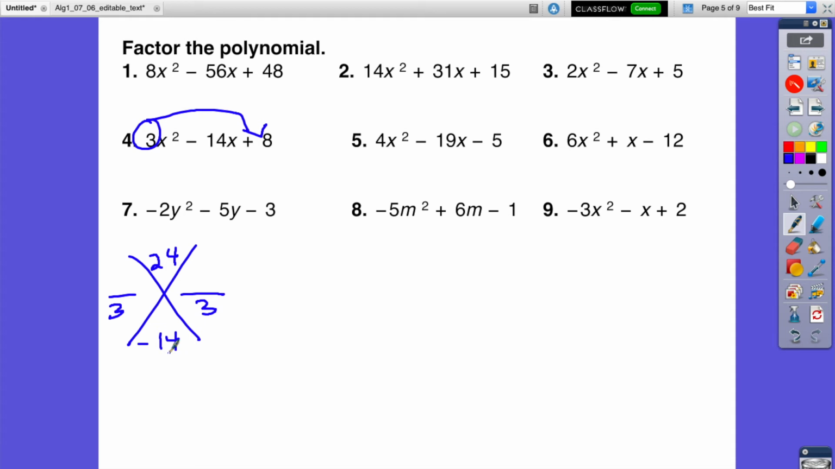Well, it's definitely going to be 2 negatives. So let me try negative 6 and negative 4. When I add those together, does it make negative 14? Nope, that makes negative 10. So not those two.